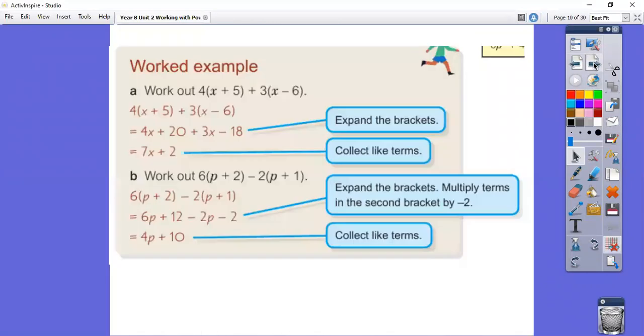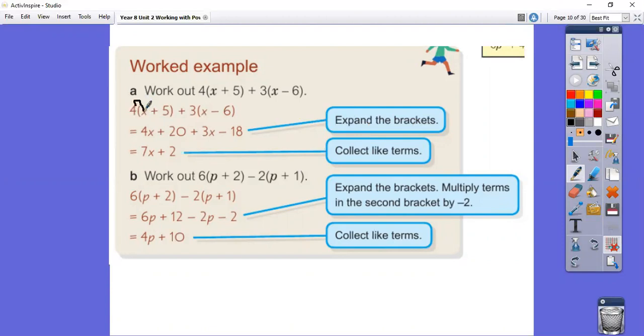Having a look at the worked example here, it says work out 4 within brackets x plus 5 plus 3 within brackets x minus 6. Now remember, in yesterday's lesson, we said that if you see brackets, first thing you should do is get rid of them, remove the brackets by either multiplying them out or expanding. It means the same thing. So we've got 4 multiply x plus 5 plus 3 multiply x minus 6.